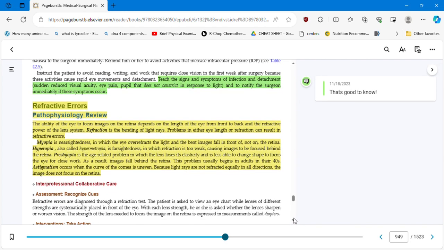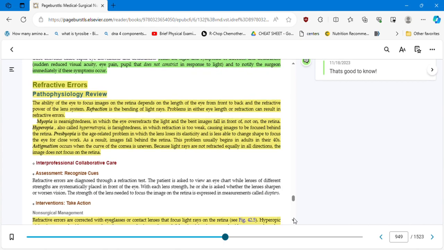Refractive errors. The ability of the eye to focus images on the retina depends on the length of the eye from front to back and the refractive power of the lens system.